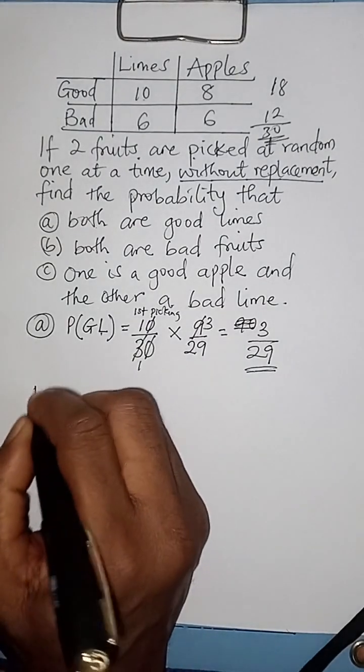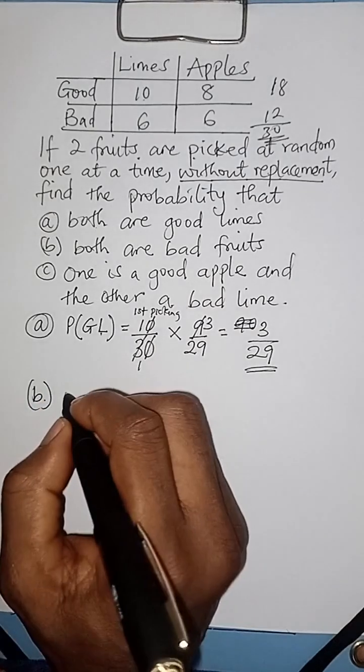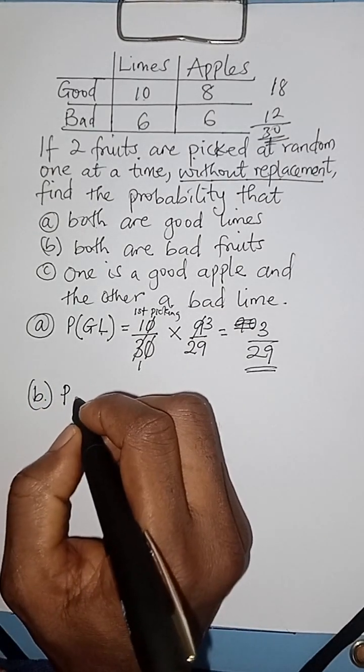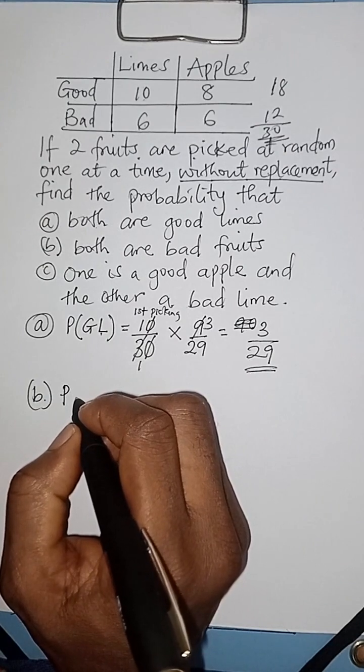So let's go to the B part of the question. Now, the probability that both are bad fruits.